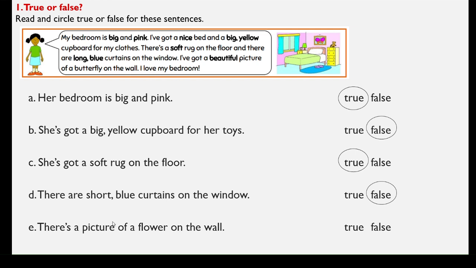There is a picture of a flower on the wall. I've got a beautiful picture of a butterfly on the wall. Here we have a butterfly and here a flower, so the sentence is false.